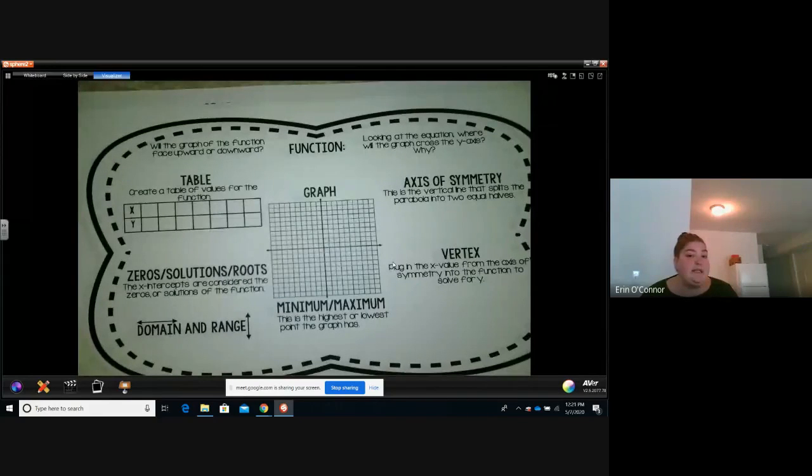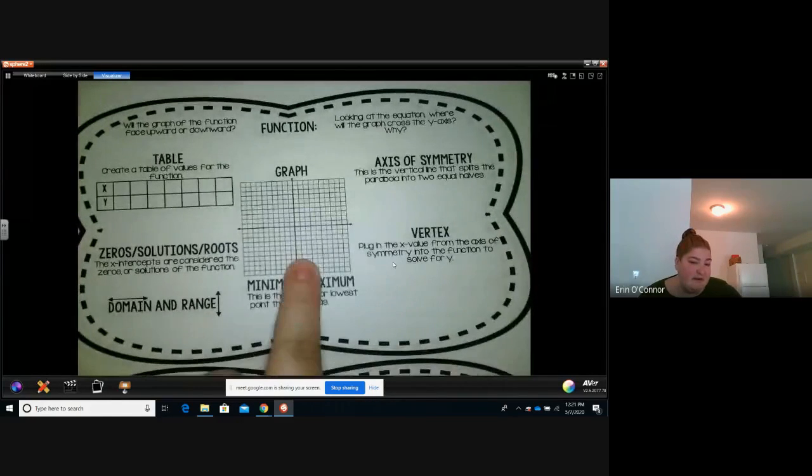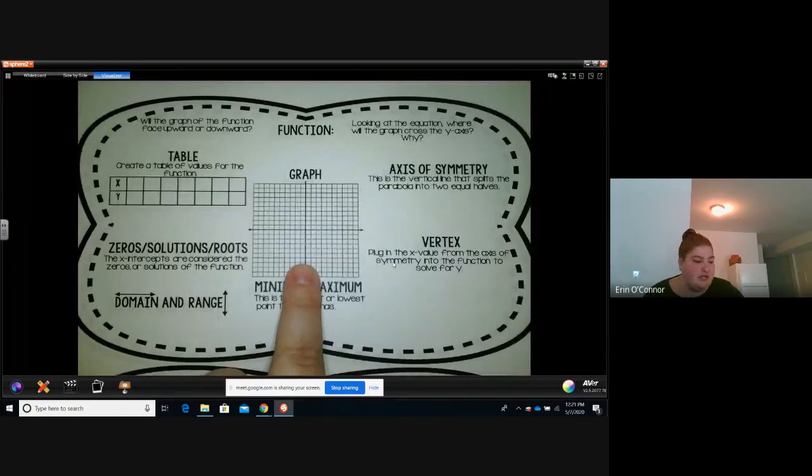If for some reason you can't print this out, it's not a big deal. You can either choose to do a graph in Desmos and screenshot it, copy and paste it. You know how to do that. We've done it a couple times. If you don't, always ask me. Or you can just sketch the graph. It doesn't have to be exact. It's up to you.